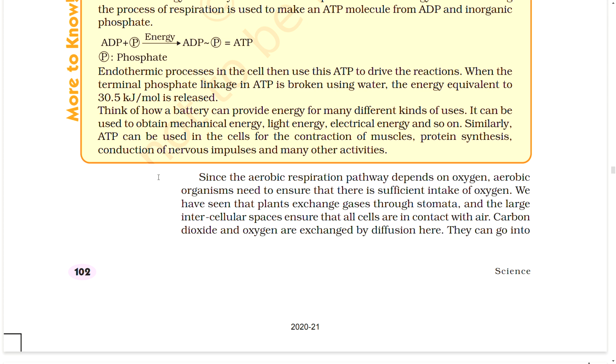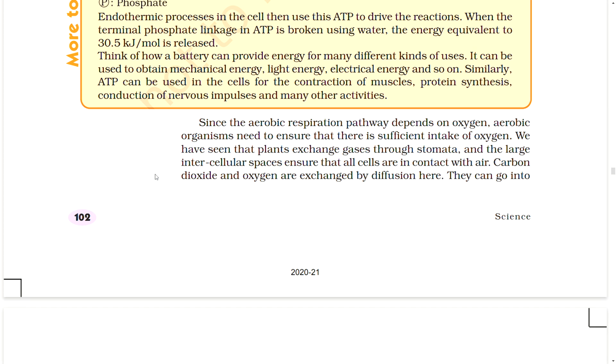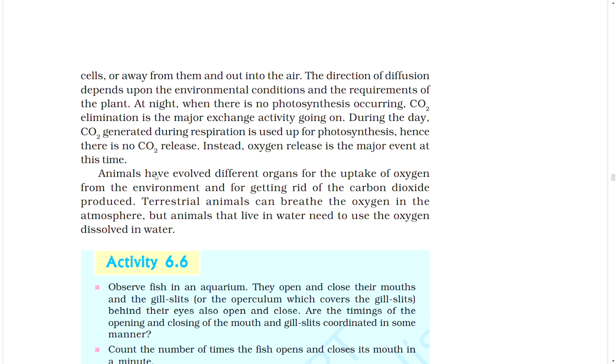Since the aerobic respiration pathway depends on oxygen, aerobic organisms need to ensure that there is sufficient intake of oxygen. We have seen that plants exchange gases through stomata, and the large intercellular spaces ensure that all cells are in contact with air. Carbon dioxide and oxygen are exchanged by diffusion here. They can go into cells or come out of them into the air. The direction of diffusion depends upon the environmental conditions and the requirements of the plants.